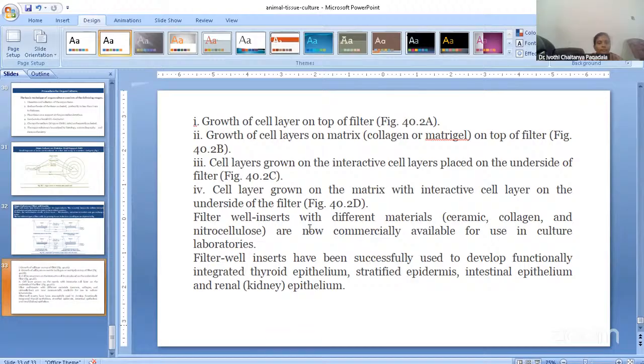underside of the filter. Filter well inserts with different materials like ceramic, collagen, and nitrocellulose membrane are now commercially available for use in culture laboratories. Filter well inserts have been successfully used to develop functionally integrated thyroid epithelium, stratified epidermis, intestinal epithelium, or renal epithelium. There are many success stories for growing organ culture.